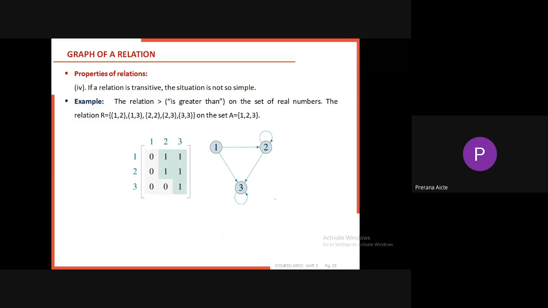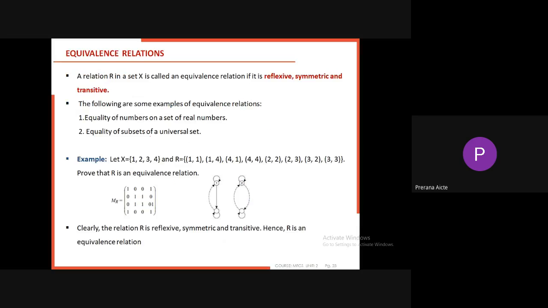And coming to the last one, the transitive property. It is not simple to identify whether a particular relation is following the transitive property by using the graph. We need to check manually. Okay, so that is regarding the graph of the relation. What is the importance of the graph? So next, we have different types of relations.